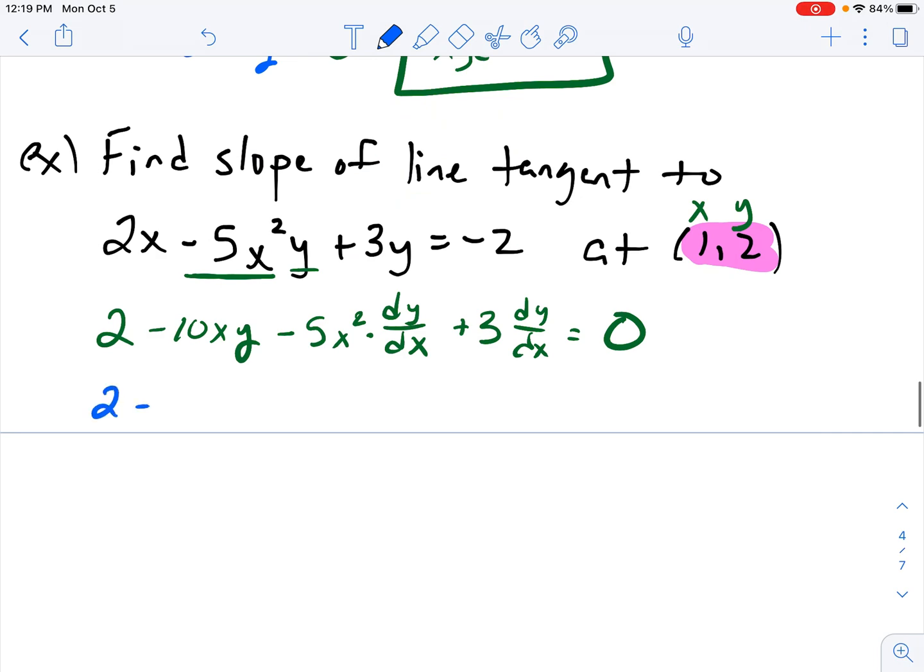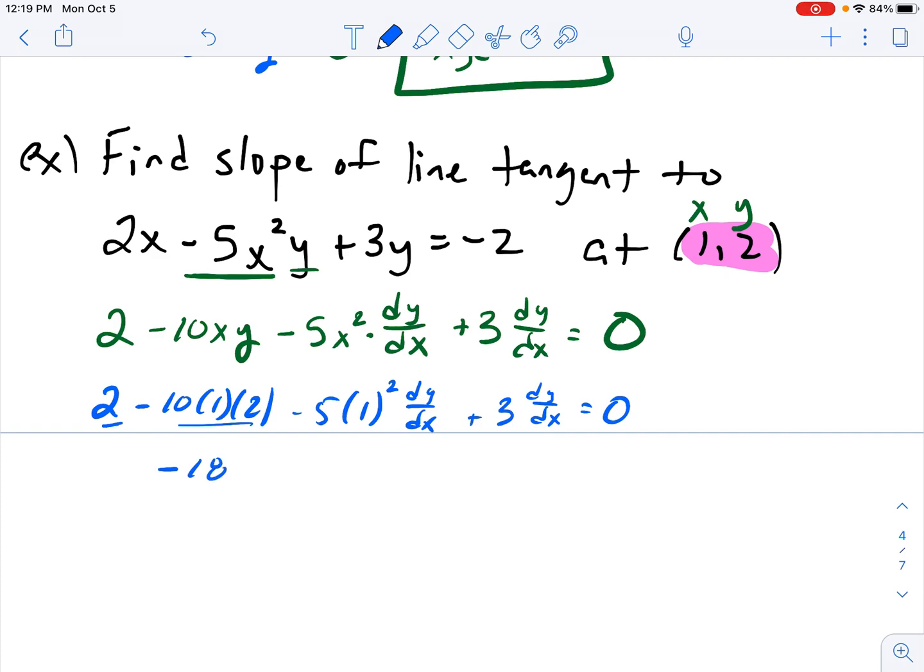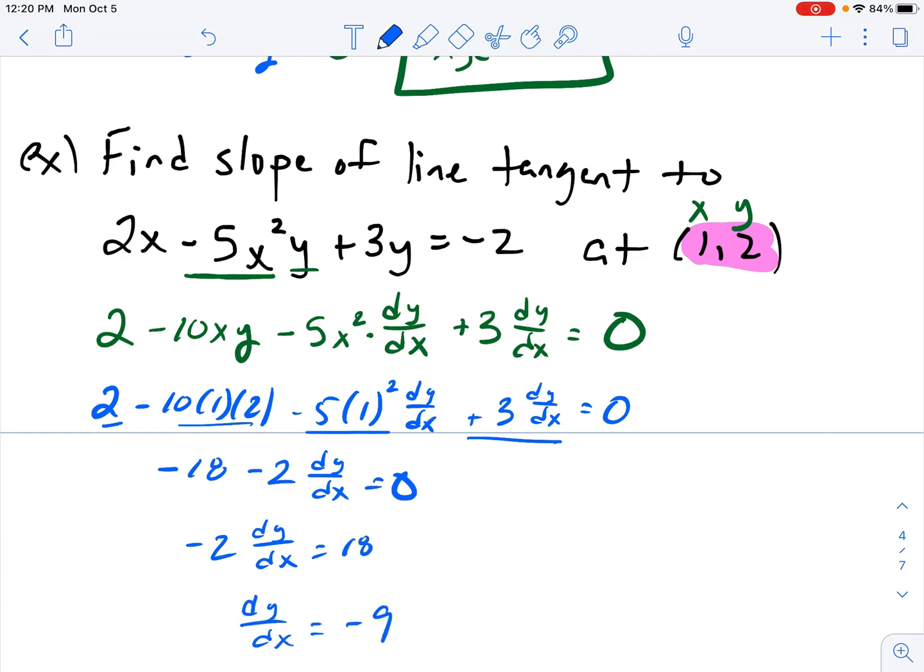I'm going to plug 1 in for x and 2 in for y wherever I see them. Leave the dy dx's alone. That's what we're getting by itself. All right, so what do we got? 2 minus 20 is negative 18. This is going to be minus 5 dy dx plus 3 dy dx. Negative 5 plus 3 gives us negative 2 dy dx. Okay, and now I'll move one thing to the other side, and I'll divide. And it looks like we have a slope of negative 9. Okay, provided my arithmetic is correct.